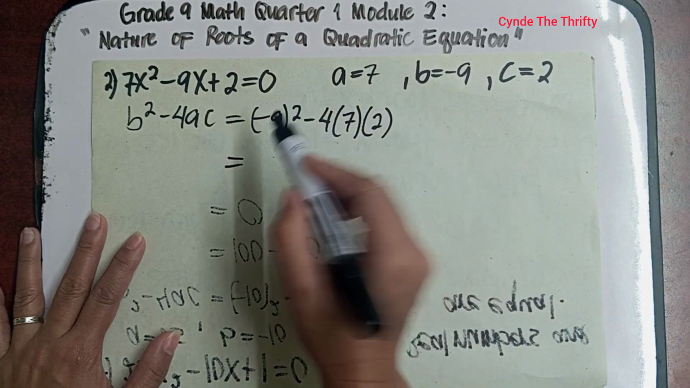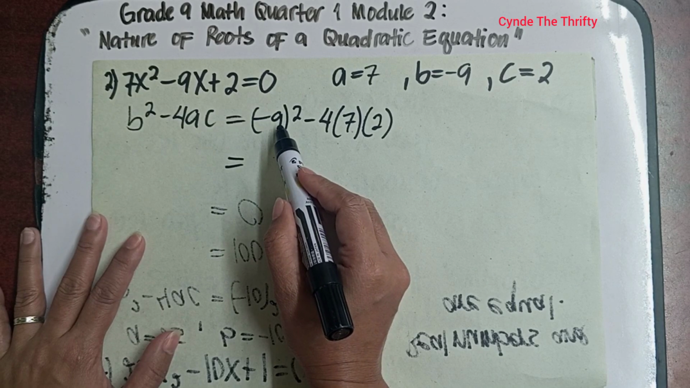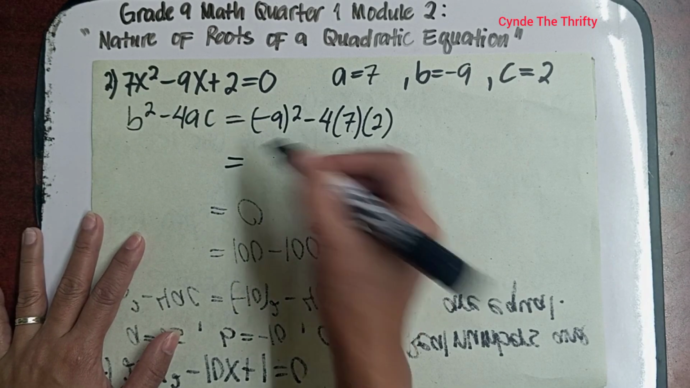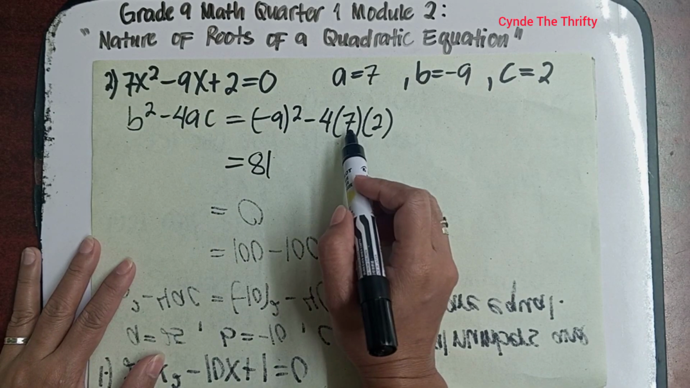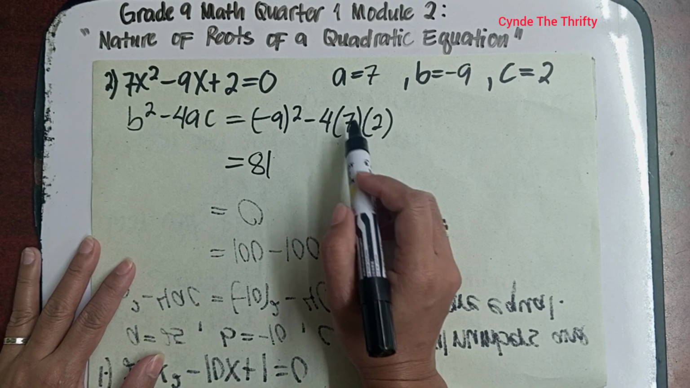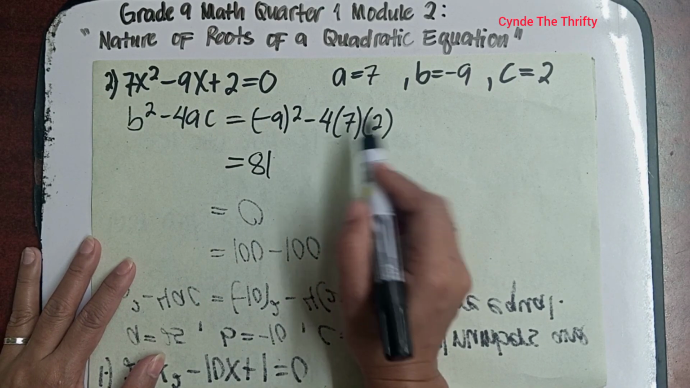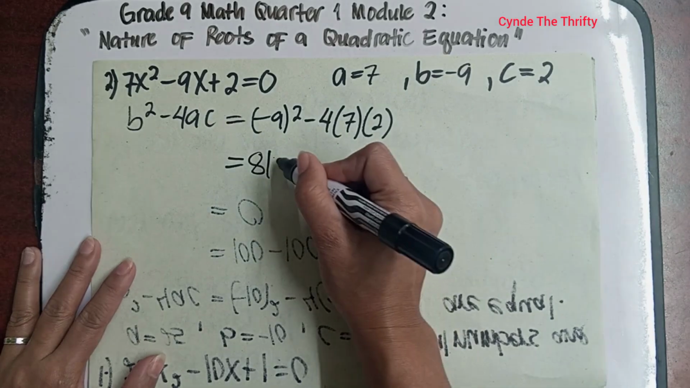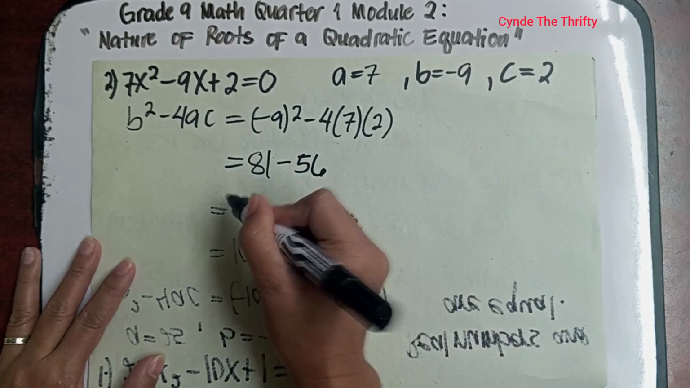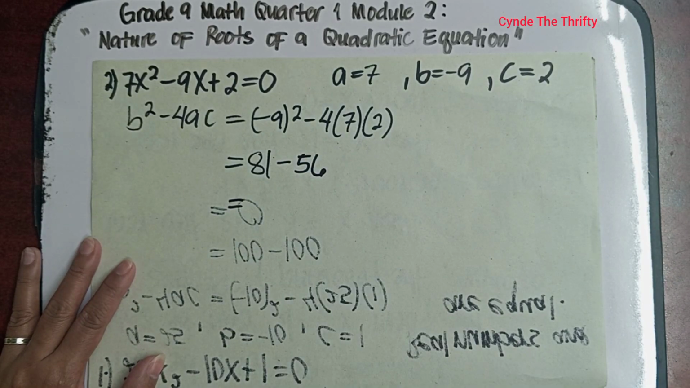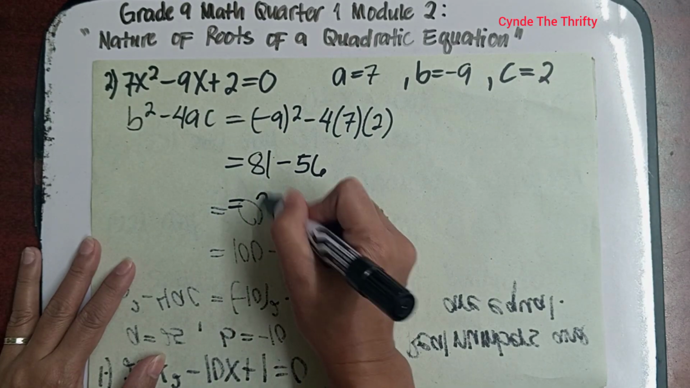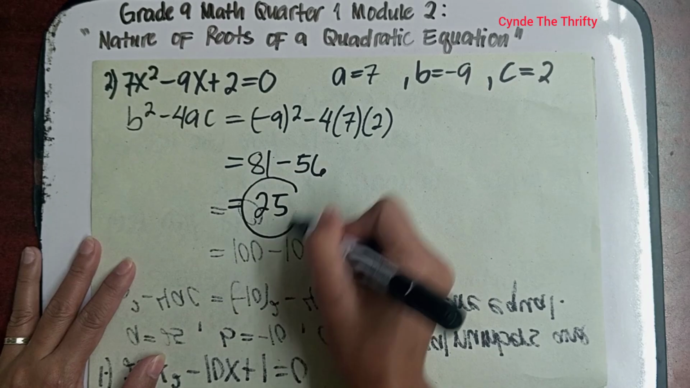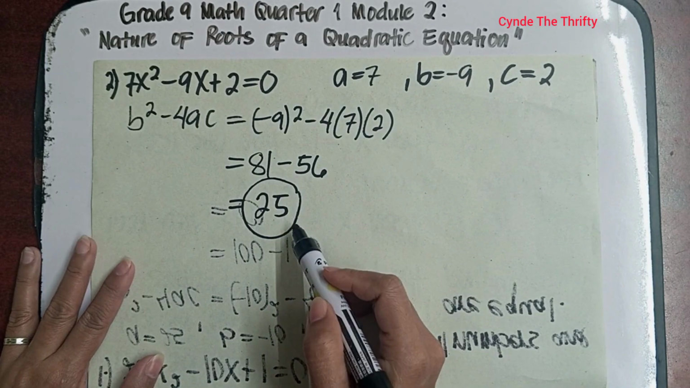Okay. So, negative 9 times negative 9 or negative 9 squared is equal to positive 81. Negative 4 times positive 7 is negative 28. And negative 28 times positive 2 is negative 56. Okay. So, i-subtract natin. 81 minus 56 is equal to 25. Okay, so ito yung value ng ating discriminant, 25.